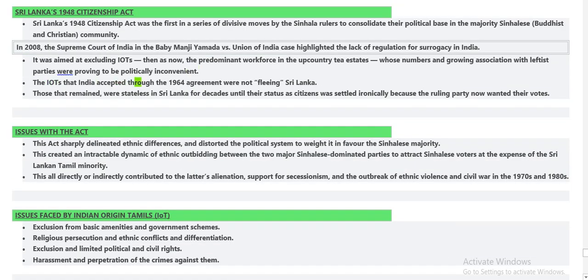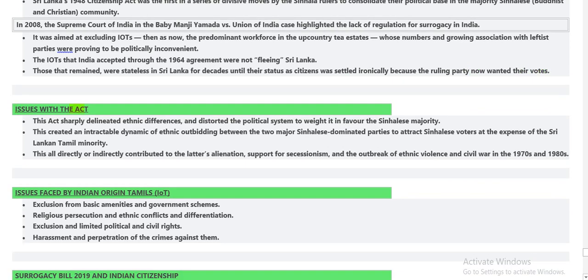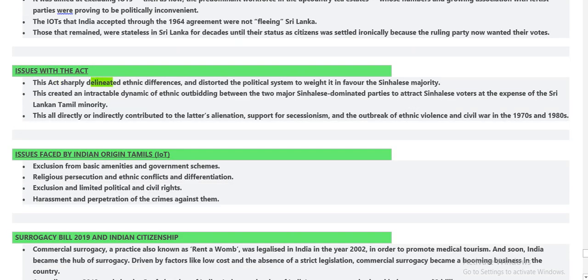It was aimed at excluding IOTs, then as now, the predominant workforce in the upcountry tea estates, whose numbers and growing association with leftist parties were proving to be politically inconvenient. The IOTs that India accepted through the 1964 agreement were not fleeing Sri Lanka. Those that remained were stateless in Sri Lanka for decades until their status as citizens was settled, ironically because the ruling party now wanted their votes.